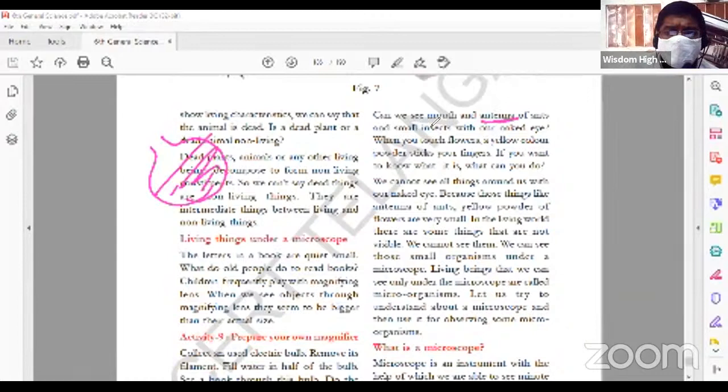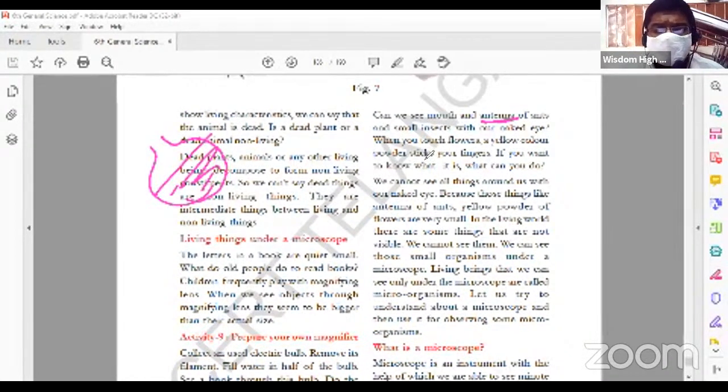So, when you touch flowers, a yellow color powder sticks to your fingers. If you want to know what it is, what can you do? Okay. See, children, listen to me here. When you touch the flowers, what happens? A yellow color powder should be present. Particularly, we can observe that.